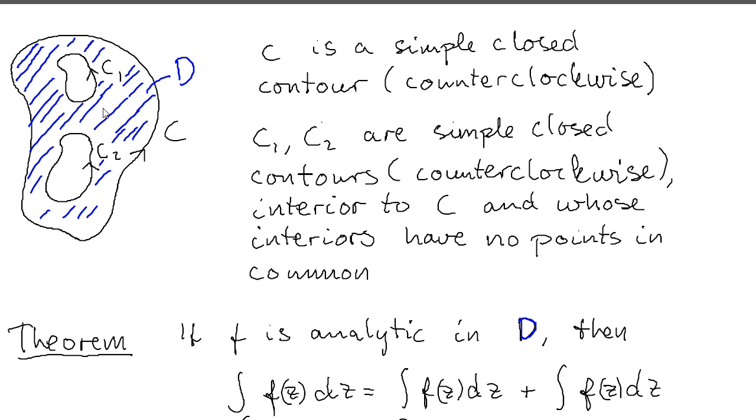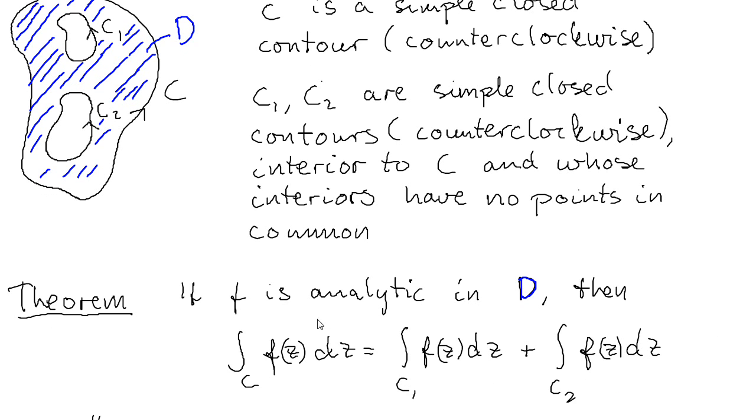This is the way this domain D is defined. If this is the case, we have the following theorem. Assume that f is analytic. The function f is analytic in this blue area, which we call D. Then the integral over the curve C of f of z is equal to the sum of these two integrals: one integral over the curve C1, and another integral over the other curve.